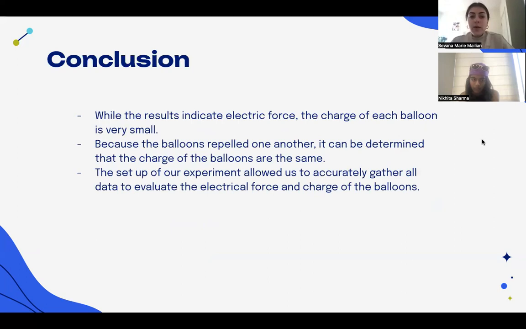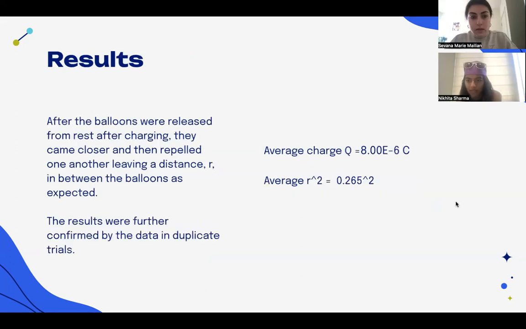In conclusion, while the results indicate electric force, the charge of each balloon is still very small. It can be determined that the charge of the balloons is the same, and our experimental setup allowed us to come to this. We calculated that our average charge was 8 times 10 to the negative 6 coulombs, and our average distance was 0.265. And that is our experiment.